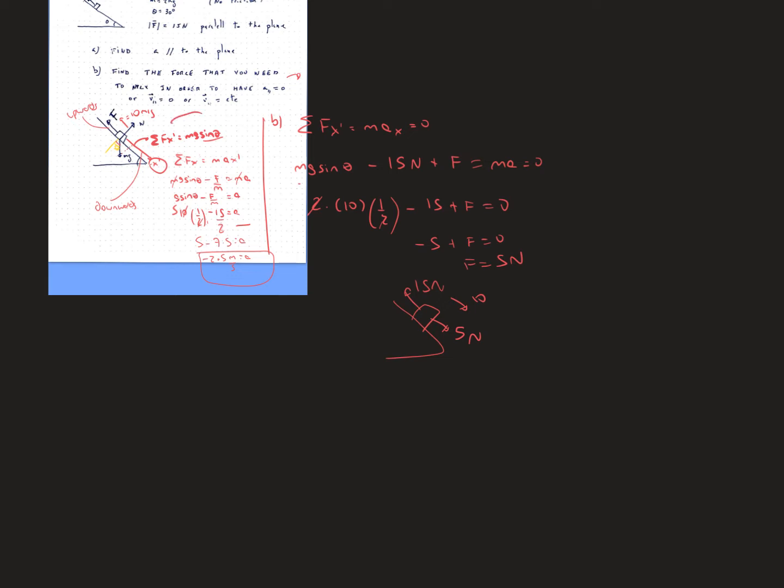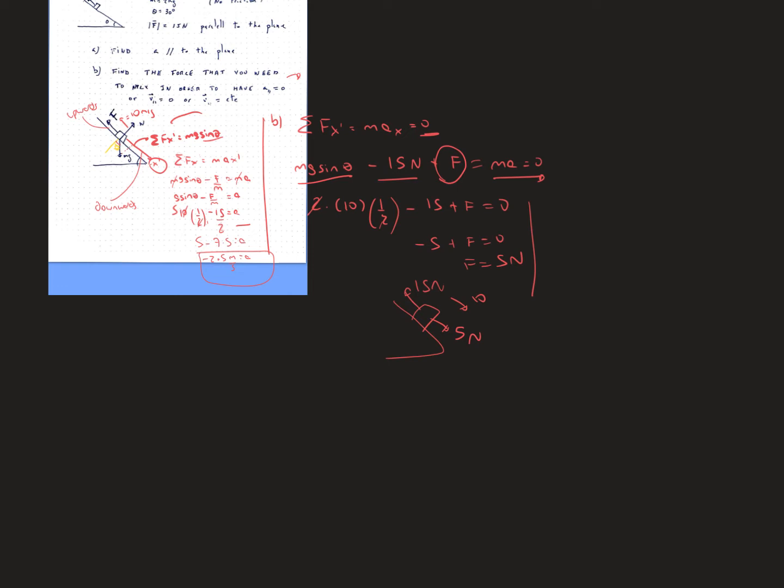We know mg sine of theta is going to go downwards, minus 15 newtons is going to go upwards, and whichever the force, in this case what we need to find, is going to make the acceleration equal 0, which is right here. Then we just set up the values, and we find that the force needed to make the acceleration equal to 0 is going to be 5 newtons.